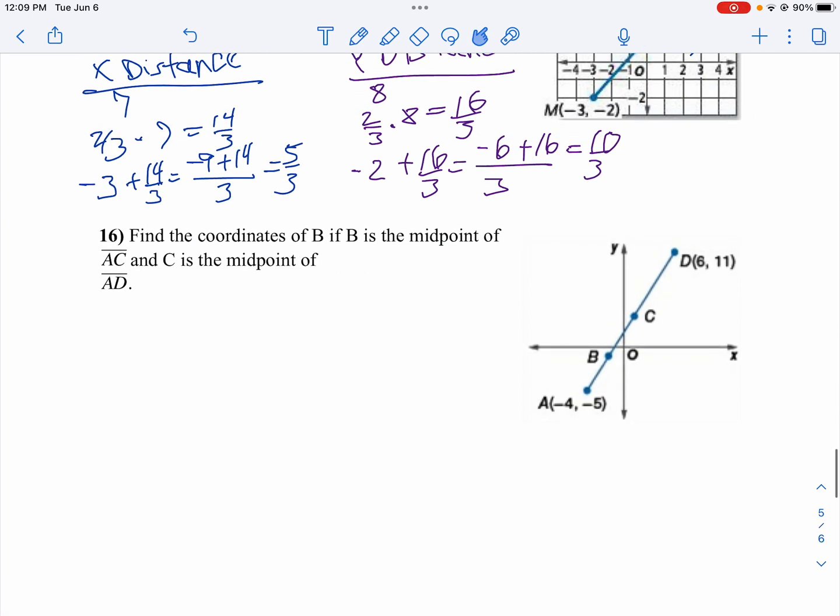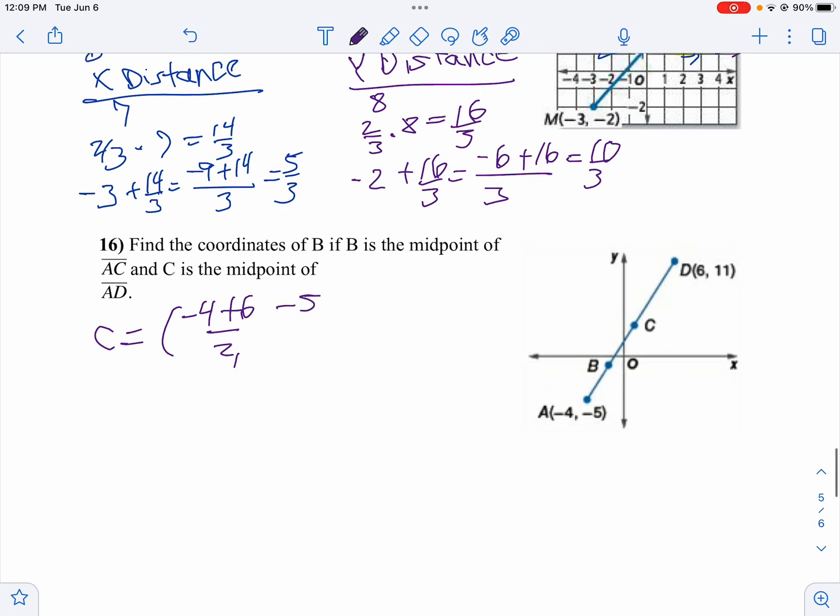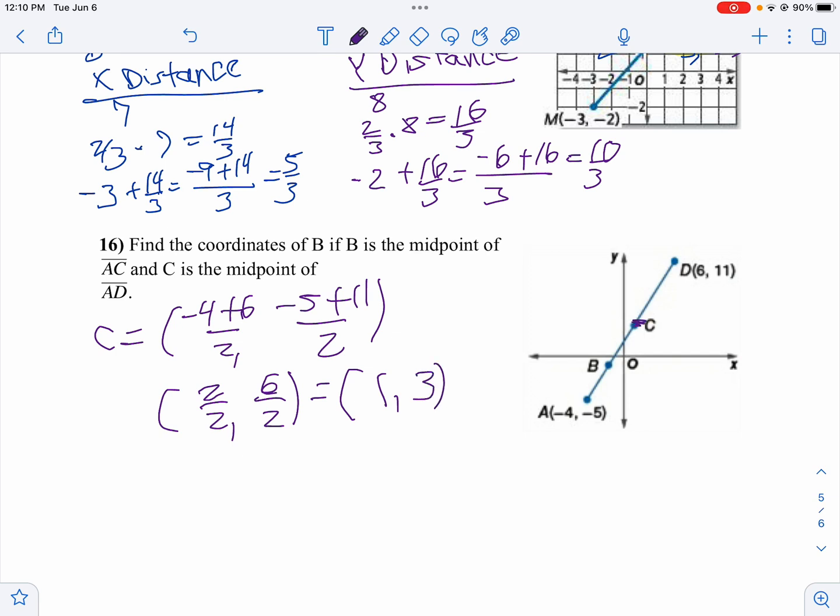On question 16, we're going to find the midpoint of a midpoint. So first off, I'm going to find C is the midpoint of A and B. So in other words, I'll take -4 plus 6 over 2 and -5 plus 11 over 2. Well, -4 plus 6 is 2 over 2. -5 plus 11 is 6 over 2. So the coordinate of point C is going to be at 1 and 3. So I'll go 1 and 3.